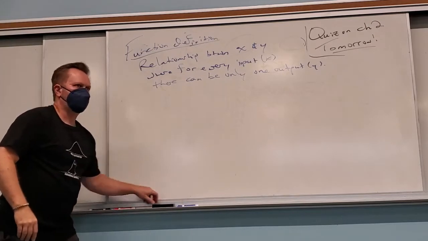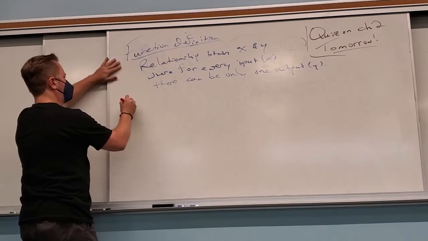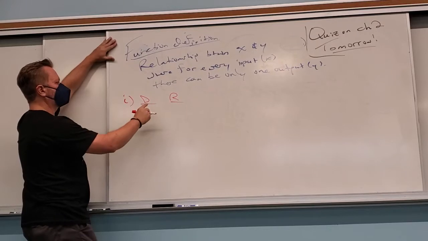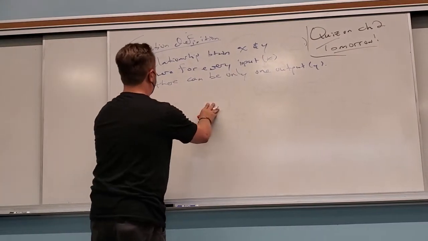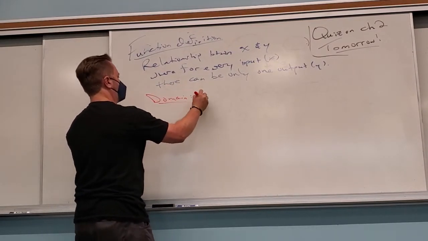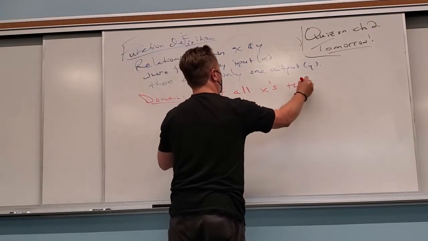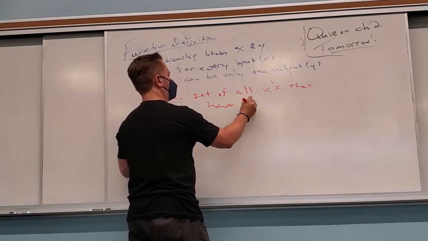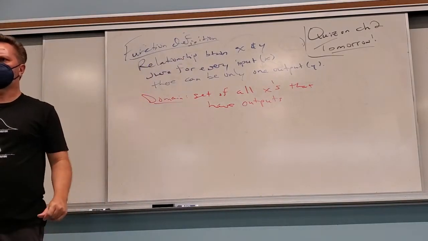Okay, so for example, we saw a few quick examples. If I have a problem like this, domain range, the domain, let's further define this. Domain is the set of all x's that have outputs. So this is the set of all numbers I'm allowed to plug in. Set of all numbers I'm allowed to use, right?